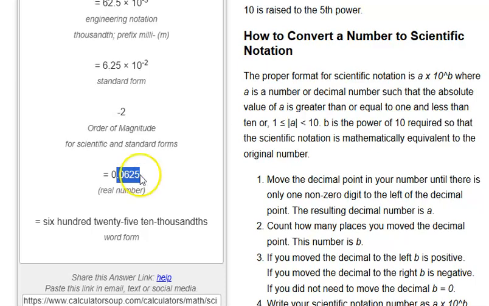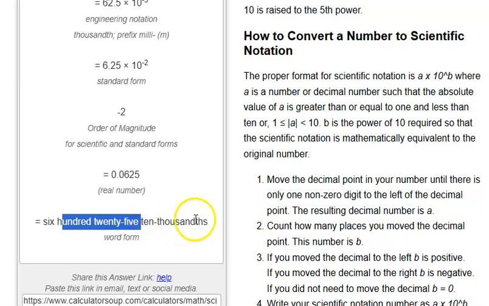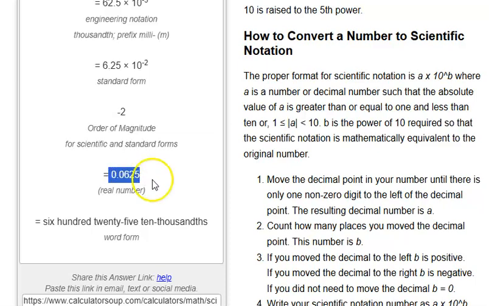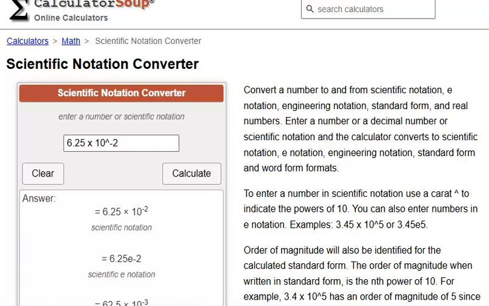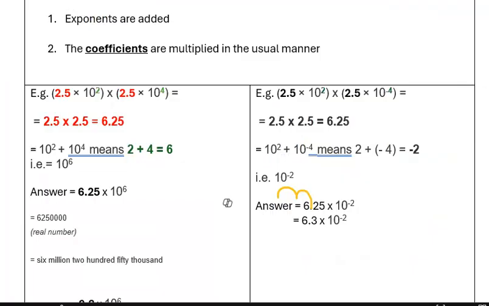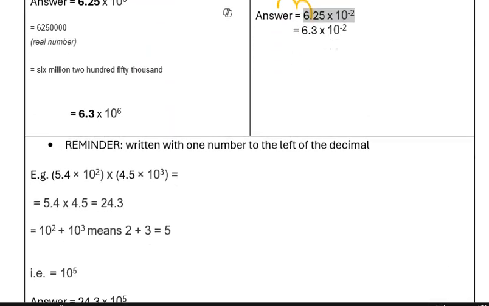Okay, so it's 625 ten-thousandths. So remember now that this would be in a decimal form. Okay? Don't be confused. So the negative is telling us it's a decimal number. Positive is telling us that it's a really big number, probably in the millions. Okay? So don't be frightened by exponentials. It's not that difficult. Just remember the rules.